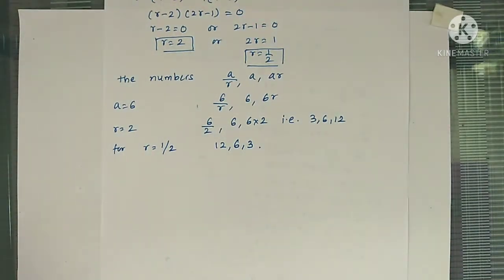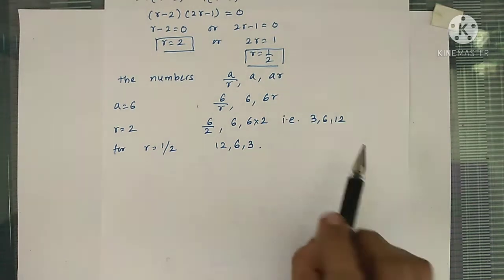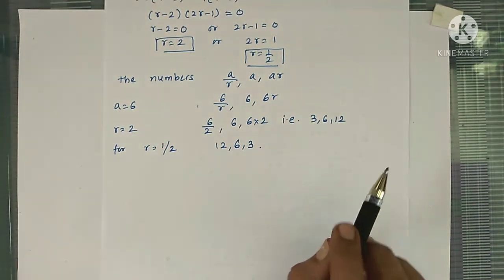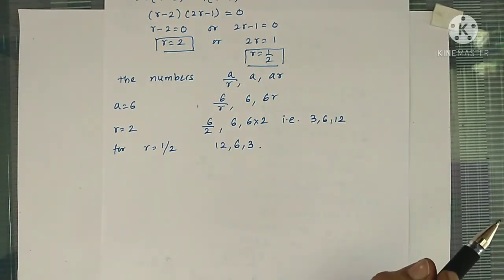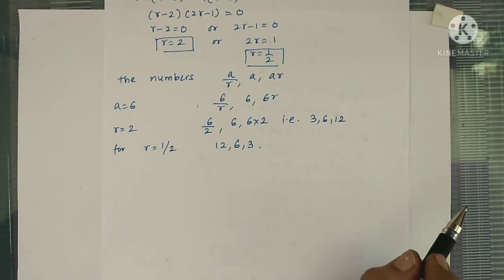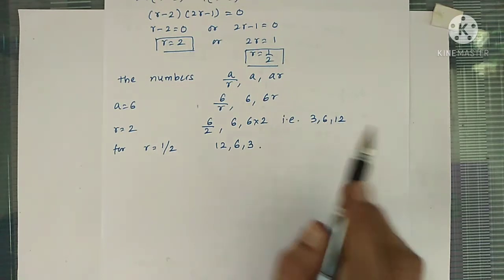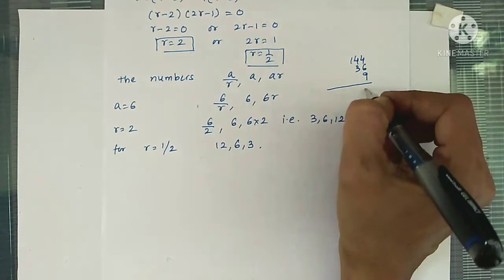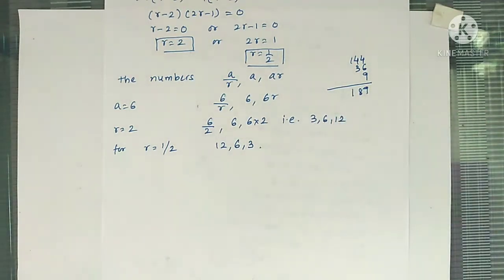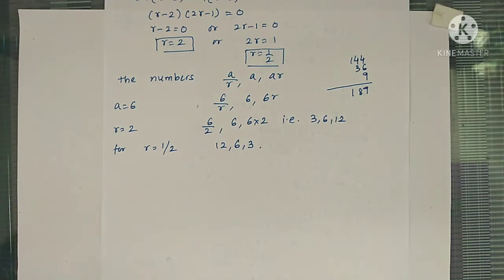Now let's check whether the answer is correct or not. The sum of the numbers is given as 21. So 3 plus 6 is 9 and 9 plus 12 is 21. So that is correct. And you can square those numbers and add them. So this is 9, 36, 144, and the sum is 189. So that was given. So we can verify also. Such types of questions we can verify to see whether our answer is correct or not. So the answer is 3, 6 and 12.